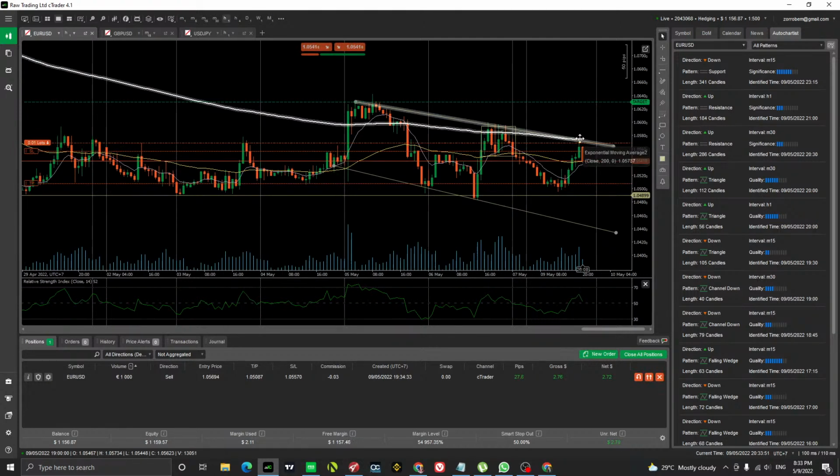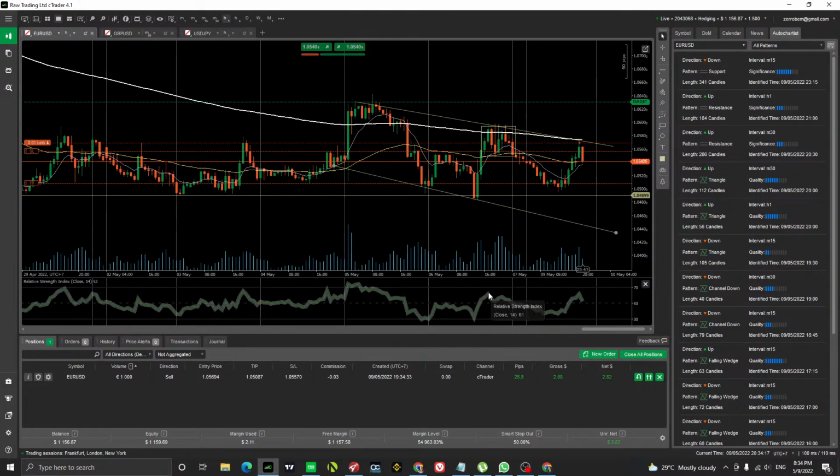Okay, it went up to the 200 moving average and it bounced. So you can see here, the previous one also bounced off the 200 moving average. It was like struggling around this area, then went down, and then it went to support, went back up, touched the 200 moving average, and went down. Okay, so you can see from the RSI, both are on top.